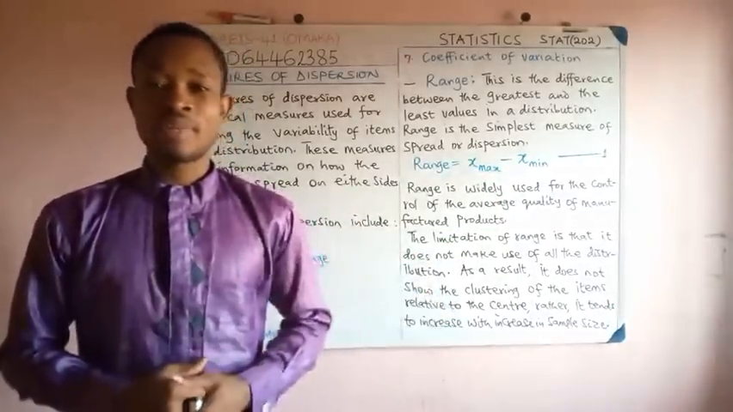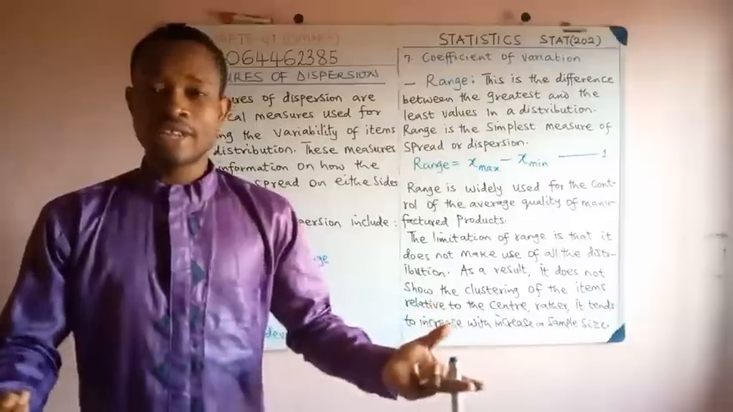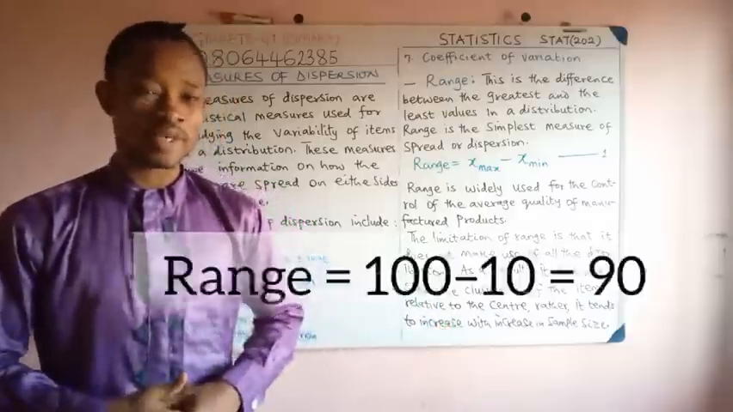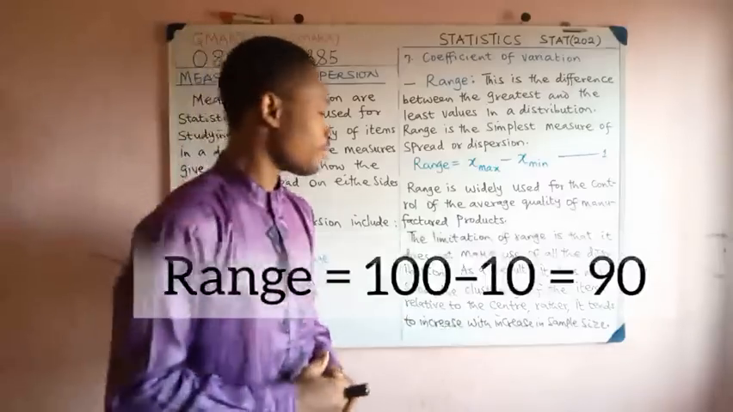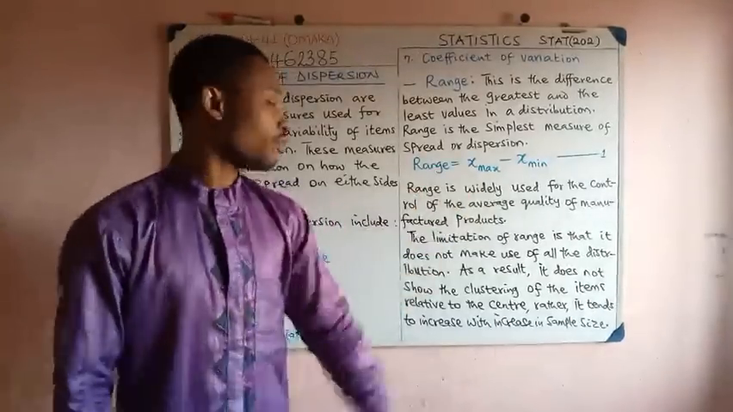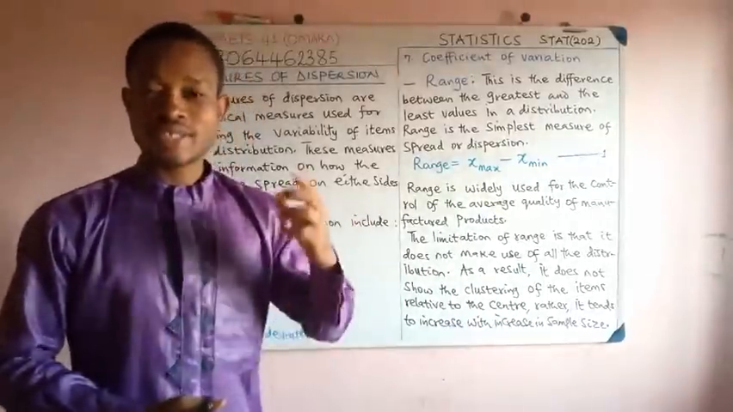So if you have something like maybe 10, 15, 20, 25, 30, 35, 100, is that okay? The highest value there is 100, the least is 10. So that range is going to be 100 minus 10, giving us 90. Range as a measure of dispersion is widely used for control of the average quality of manufactured products. That's what it's widely used for.